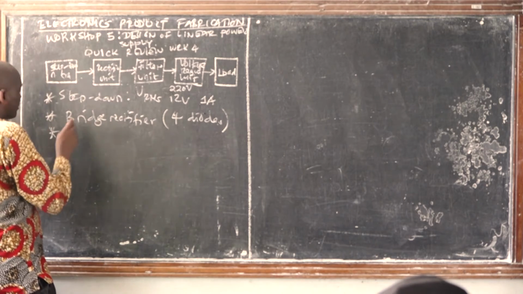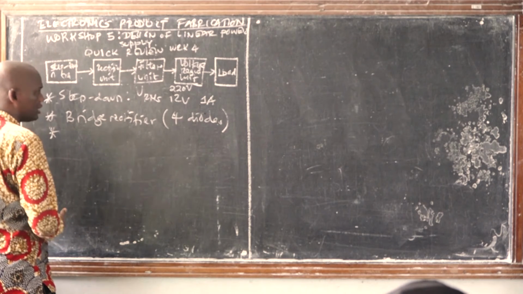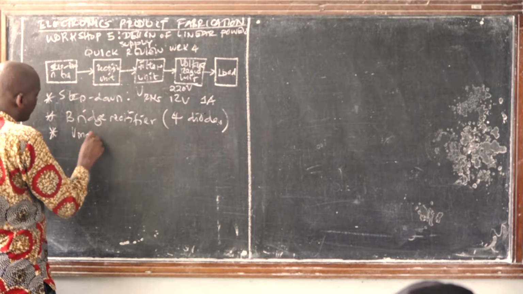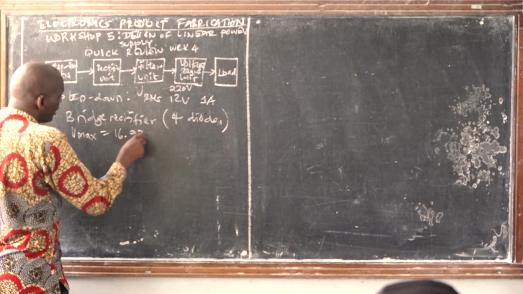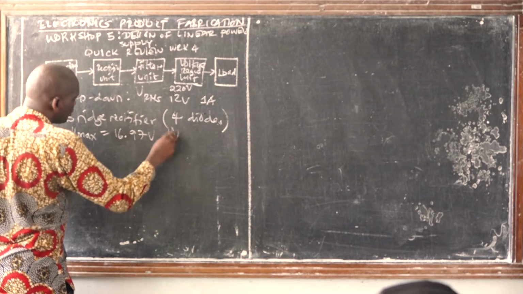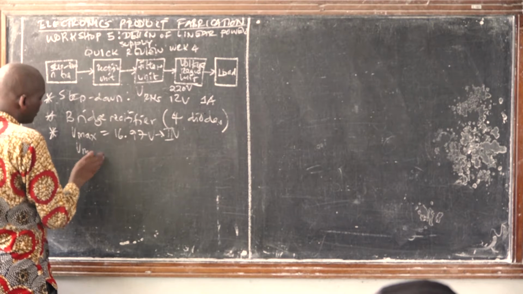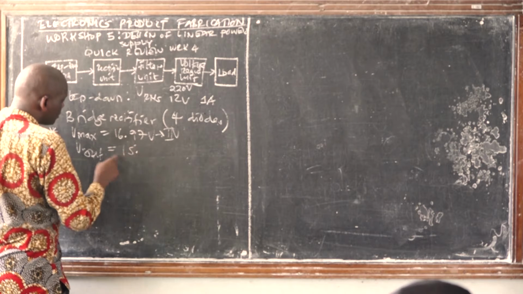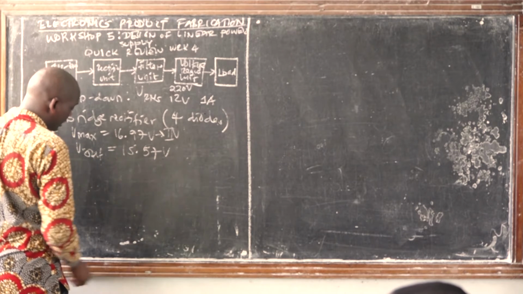The bridge rectifier rectifies the voltage. It will receive the maximum voltage of 16.97 volts, according to the step-down transformer that we have chosen. This is the input of the bridge rectifier. The maximum voltage at the output of the bridge rectifier, once we did the computations, is about 15.57 volts.